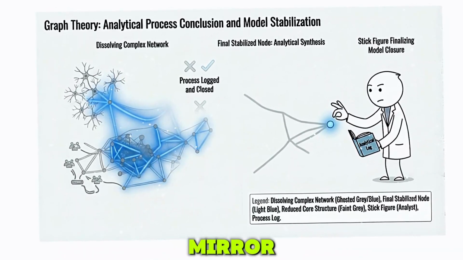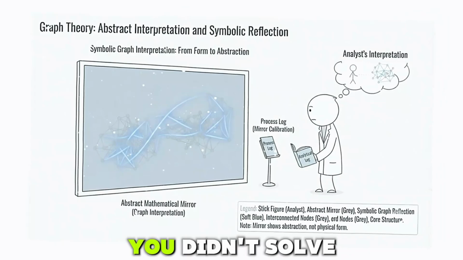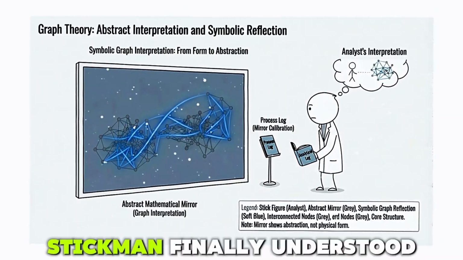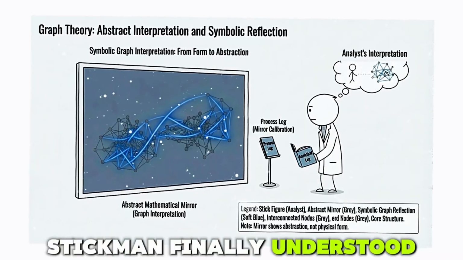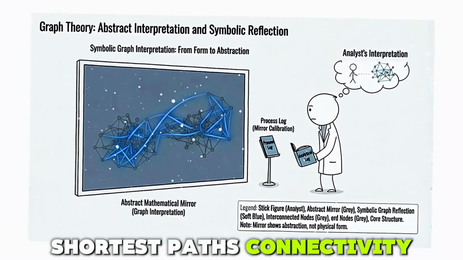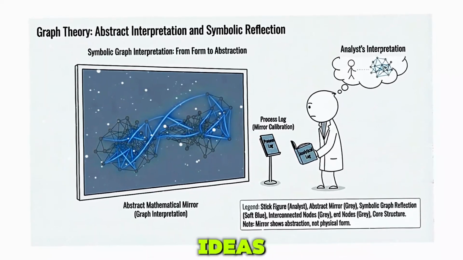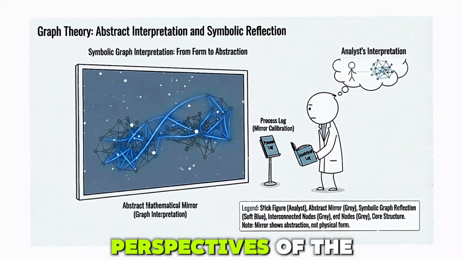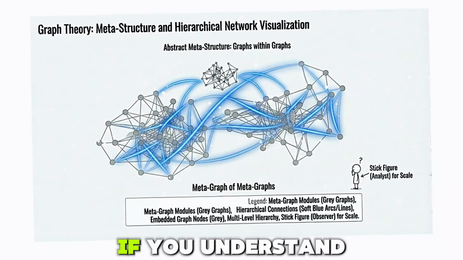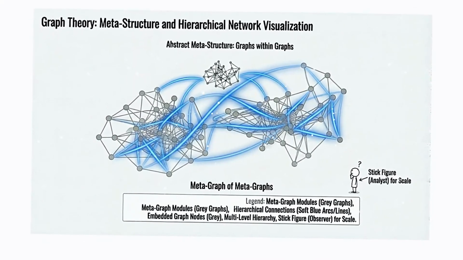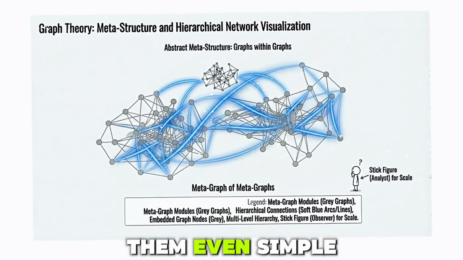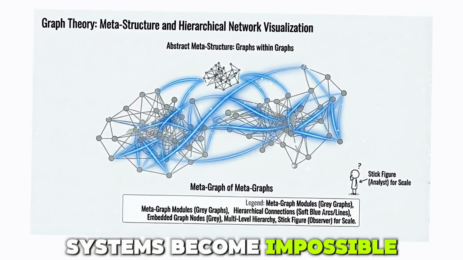And on the mirror, a message appeared. You didn't solve the city. You understood the structure. Stickman finally understood. Euler Paths, shortest paths, connectivity. They weren't separate ideas. They were different perspectives of the same question. How are things connected? If you understand connections, complexity becomes manageable. If you ignore them, even simple systems become impossible.